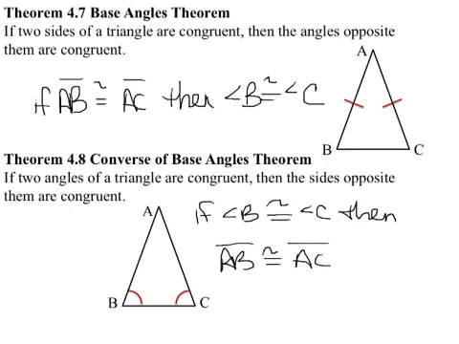And we can also flip that around. Theorem 4.8, the converse of the base angles theorem. If two angles of a triangle are congruent, then the sides opposite them are congruent. So you can also define an isosceles triangle by the base angles being congruent. So I have an isosceles triangle because I know the base angles are congruent. If these are congruent, then those are congruent.